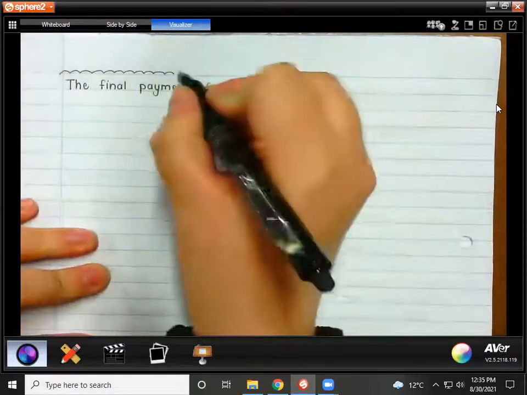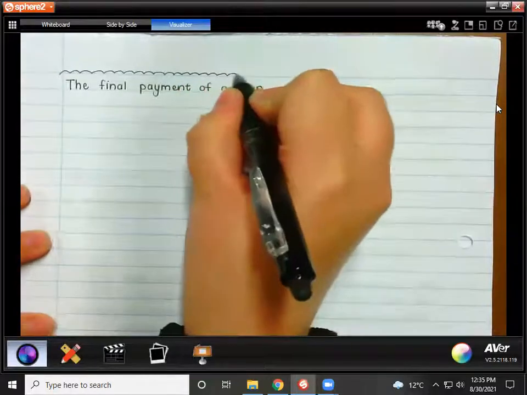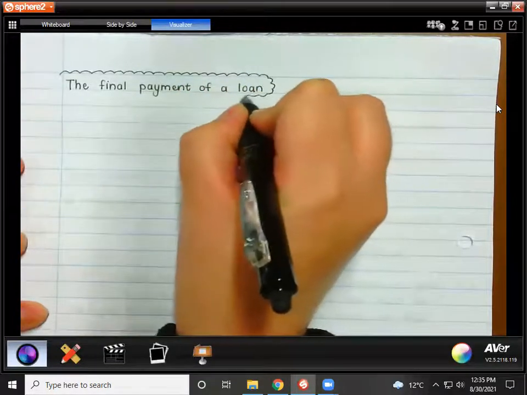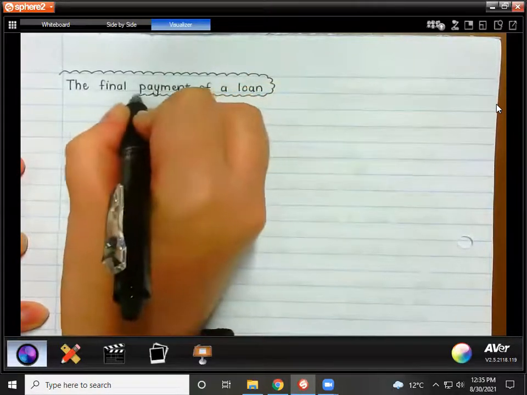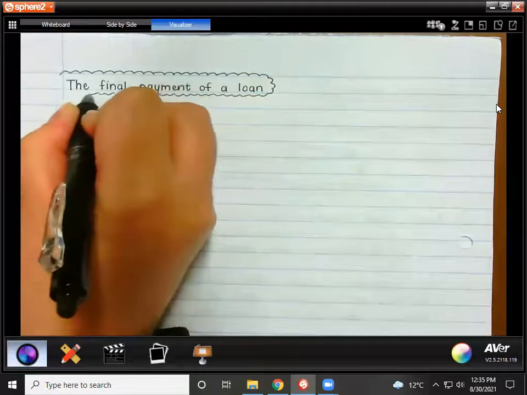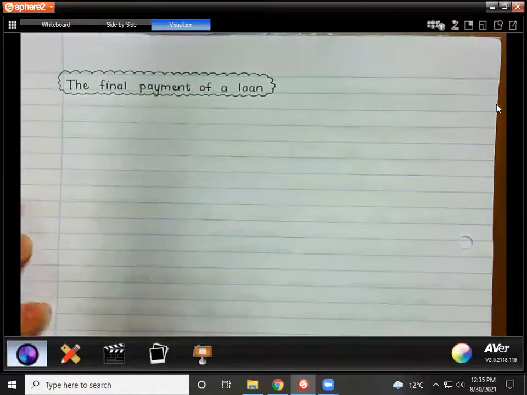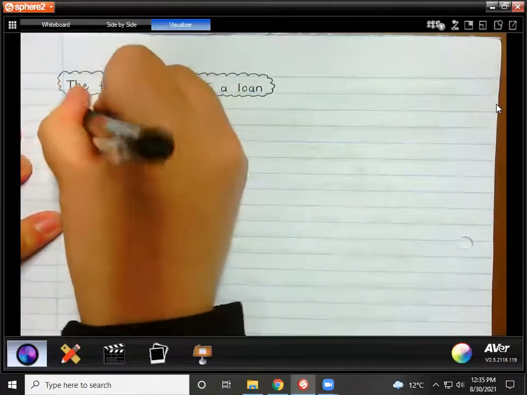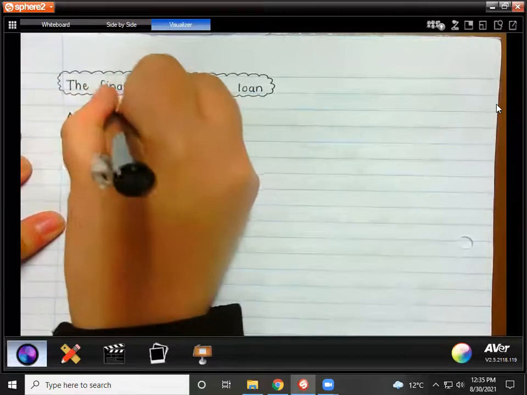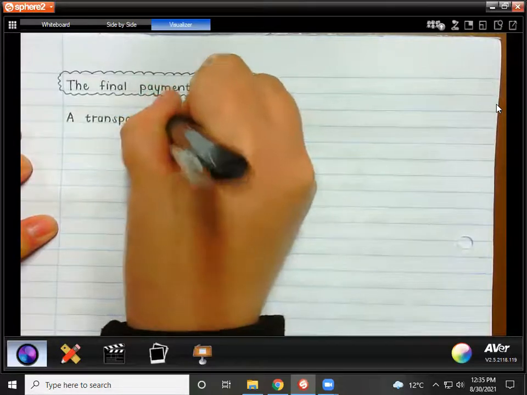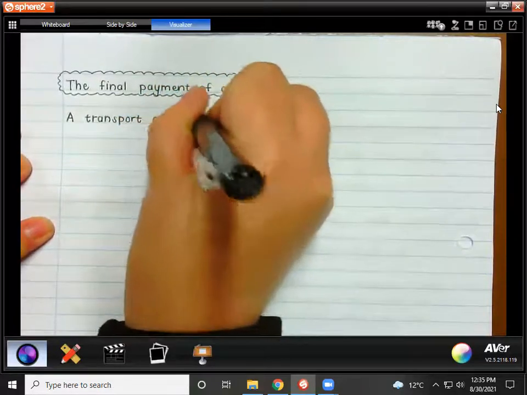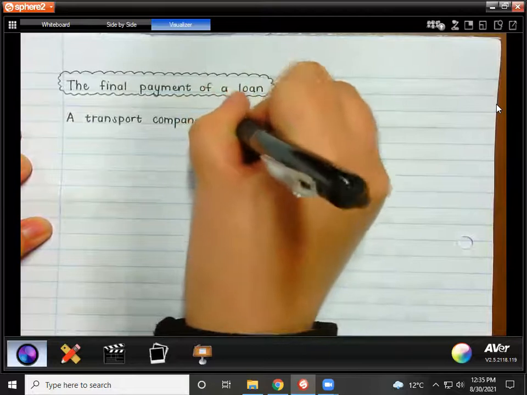Here we go, the final payment of a loan. The final payment of a loan. Okay, we're writing this down. Sorry, I didn't have the presence of mind this morning to photocopy it. A transport company takes out a loan.